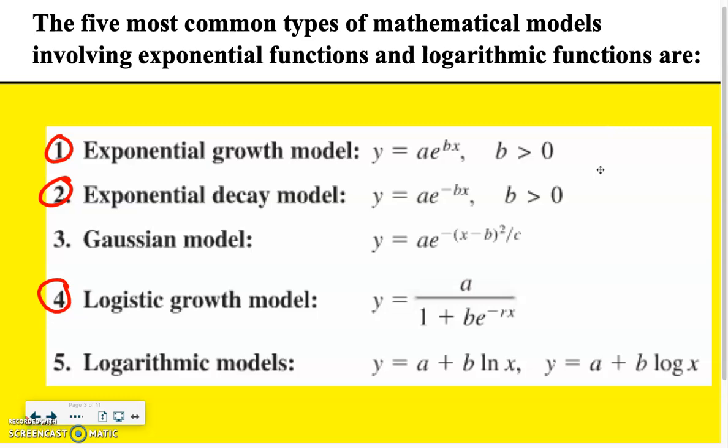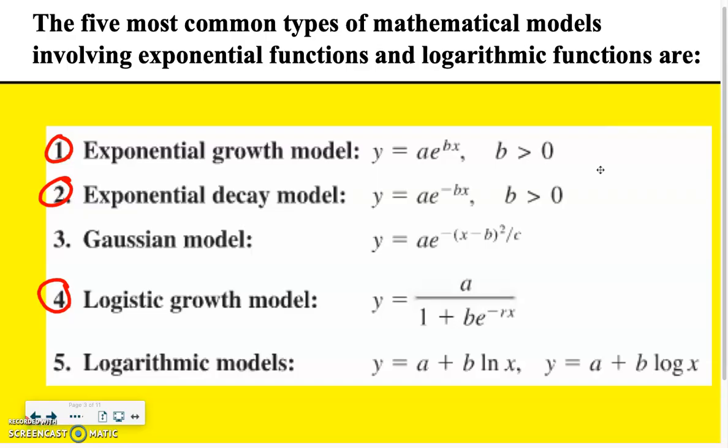Okay? The other thing that we could say is that, yes, this is how a word problem is potentially set up to use the Gaussian model, but we could make it into an exponential growth or a logistic growth model, and it would actually make more sense. So again, it's just not very applicable to what we're trying to do. And then that logistic growth model, y equals a over 1 plus b e to the negative rx power.